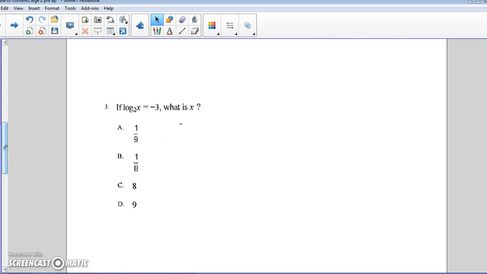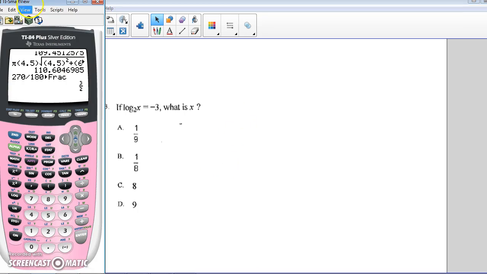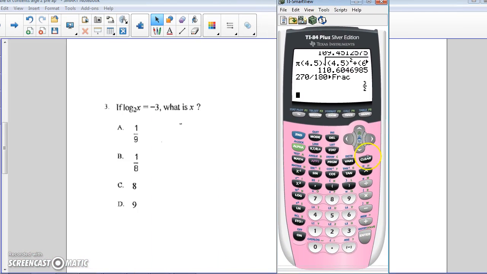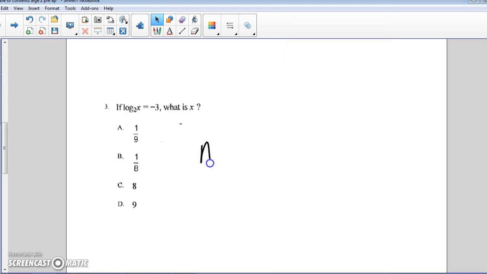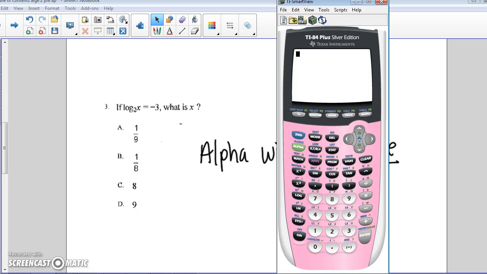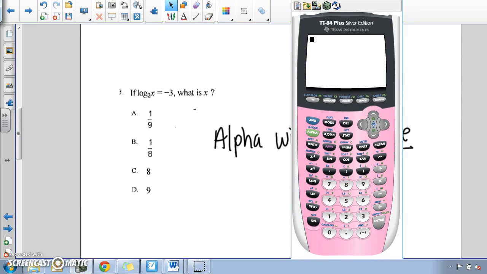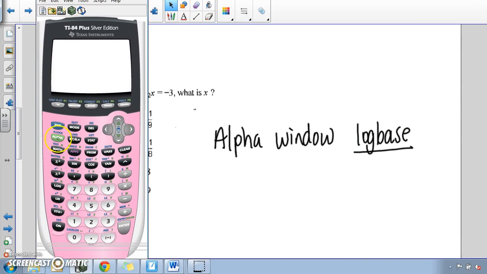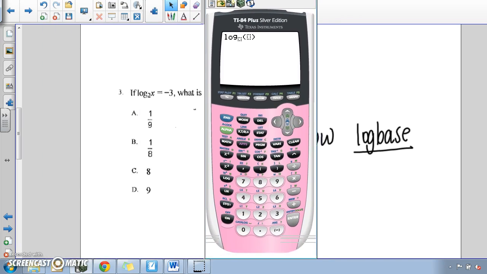Number 3, we have not covered logarithms at all. However, the very few logarithms that should show up you can do on your calculator. So please remember, under alpha window, you have a log base key. And you can actually do quite a bit with that log base key. So when you have alpha window on your screen and you do number 5, I think it's 5 on yours also, we're just going to plug in and play the matching game again.